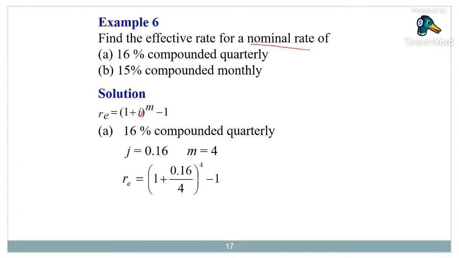Okay, sebab I. So 0.16 ni you kena bahagi 4 kali. So 0.16 divided by 4. And then we need to power of 4 and then minus 1. So kalau ikutkan kita akan dapat 0.1699. So kalau kita buat sekali saja compound tu pada setahun saja, so interest rate dia sebenarnya adalah 16.99% lah. Okay. So the effective rate is 16.99%.